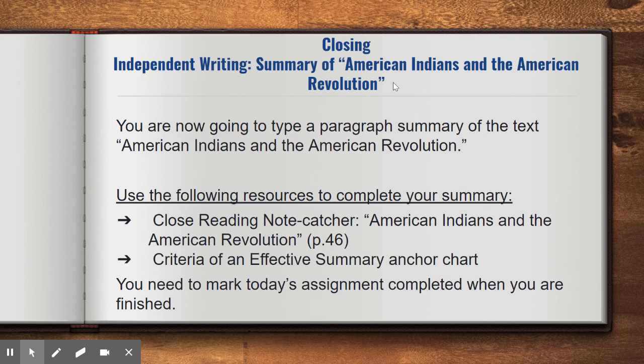Again, just use sentence starters. The American Indians were blank. Okay, they believed blank. They felt blank. Okay, here's how they contributed to the revolution by blank. Here's why they contributed to the revolution. Give me your thoughts. Give me quotes. All right, you're going to do that on the Google Doc. Then you're going to turn in today's assignment and you are good to go.